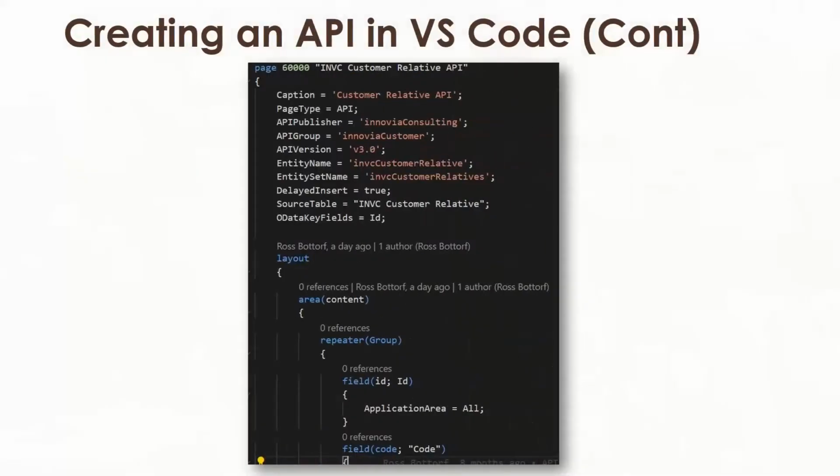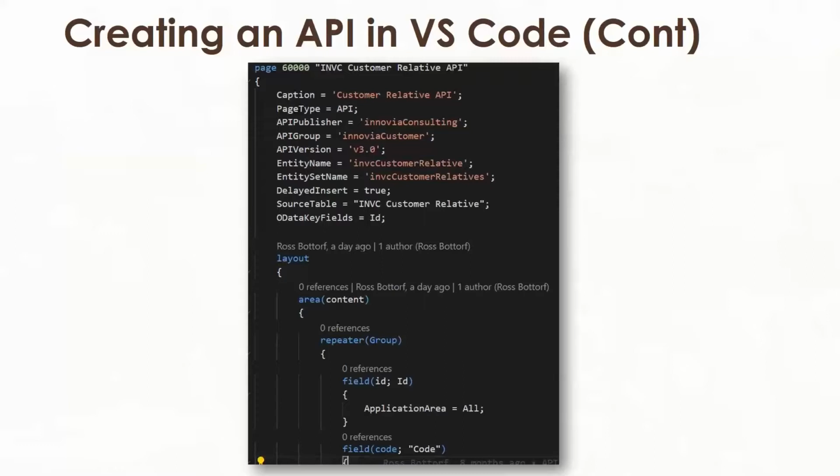So here's just a sample page of the properties. Now, in this example, I've named it Customer Relative API. I have noticed since then that Microsoft is naming their pages for their APIs, ending it with the word entity. So that's something to consider.